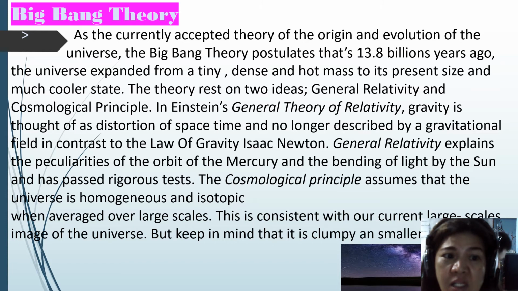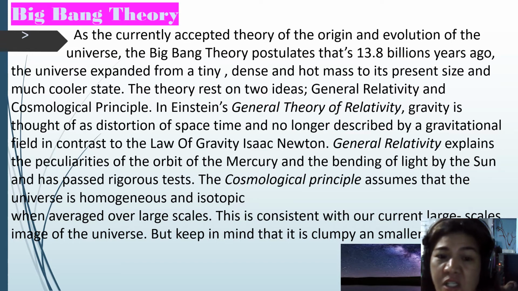The theory rests on two ideas. One, general relativity, and two, the cosmological principle. In Einstein's general theory of relativity, gravity is taught as a distortion of space-time and is no longer described by a gravitational field, in contrast to the law of gravity by Isaac Newton. General relativity explains the peculiarities of the orbit of Mercury and the bending of light by the sun, and has passed rigorous tests.